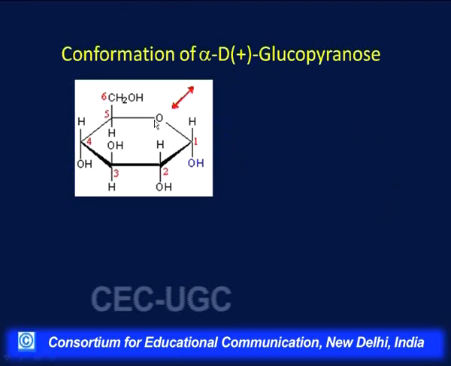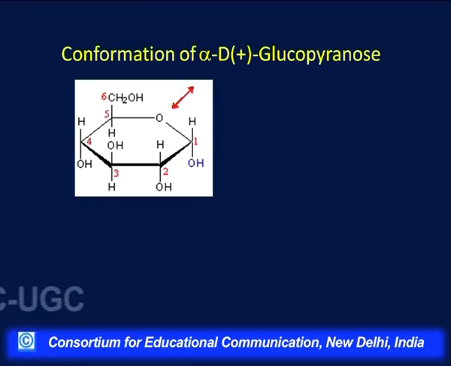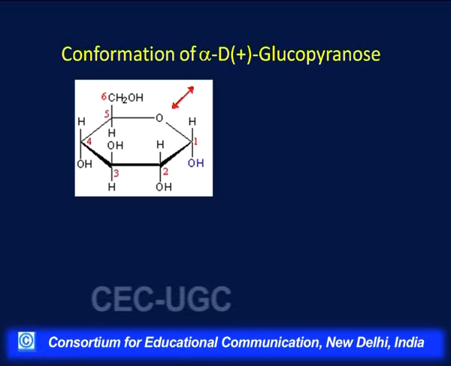Now, the Haworth projection is again a planar structure. We have drawn the ring in a planar form, but you have studied earlier in stereochemistry that 6-membered ring structures do not exist as planar ring structures. They are puckered rings, and the most stable conformation for these 6-membered cyclic structures is the chair form. So, these 6-membered monosaccharides also exist in their chair conformation, and the chair conformation for this D plus glucose we can represent like this.